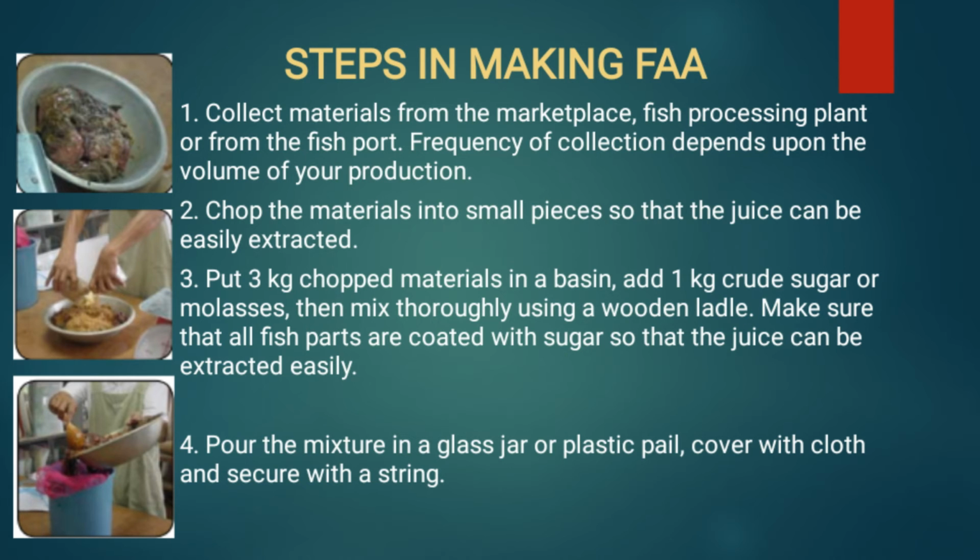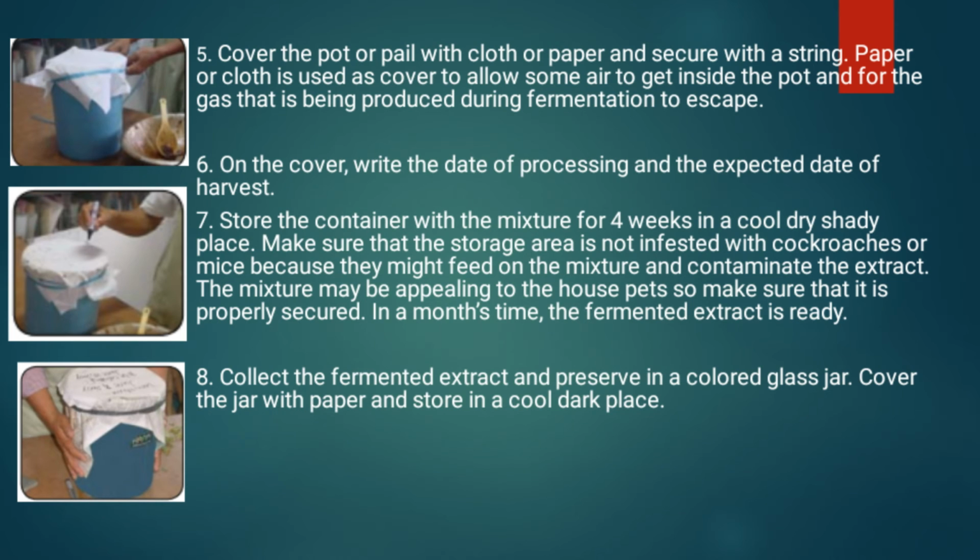Fourth step is to pour the mixture in a glass jar or plastic pail. Cover with cloth and secure with a string. Fifth step is to cover the pot or pail with cloth or paper and secure with a string. Cloth is used as cover to allow some air to get inside the pot and for the gas that is being produced during fermentation to escape. Sixth step is, on the cover, write the date of processing and the expected date of harvest.